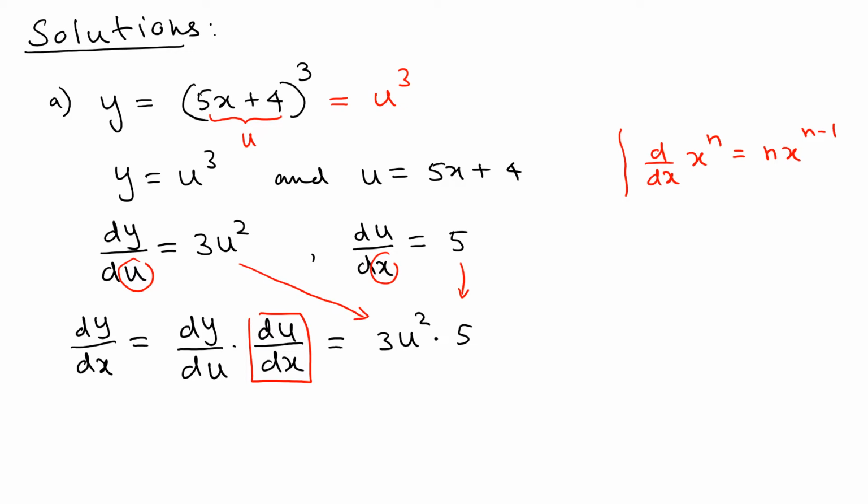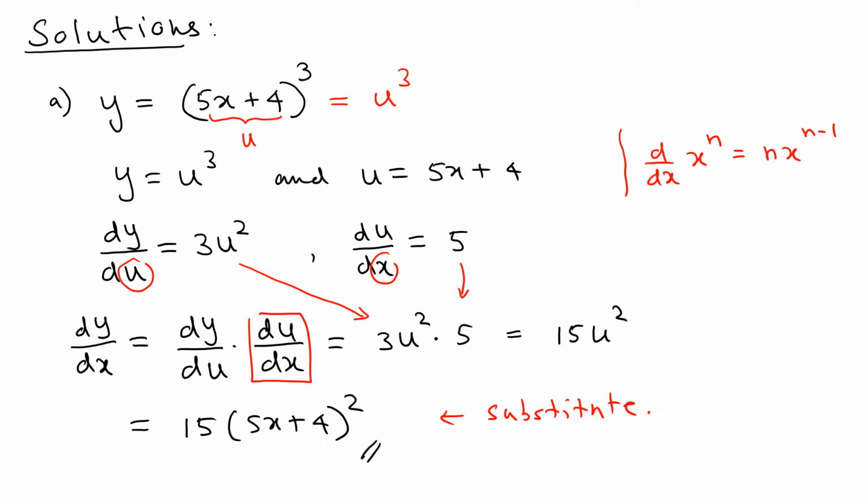Now we're going to simplify. This is very easy to simplify. We multiply the numbers, so it is 15 u squared. Now we don't leave it like that. There's nothing wrong with that, but you have to leave the answer using the original variable. That means you plug back in for u. If you plug back in, this is simply 15 times (5x plus 4) squared. So that is the answer for the first one. This is the substitution step. Okay, let's look at the next problem.